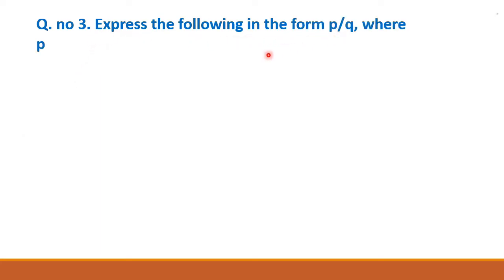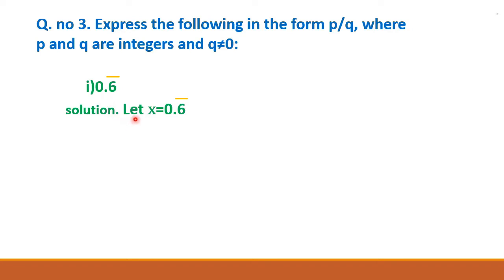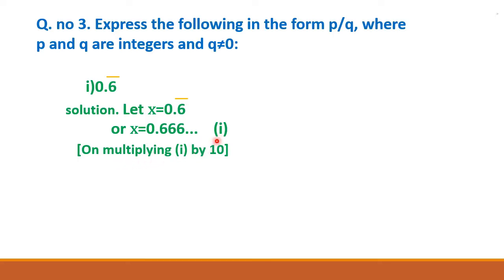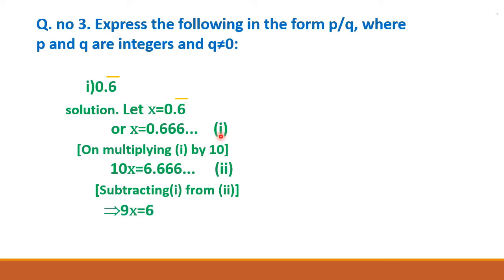Question number 3. Express the following in the form P by Q, where P and Q are integers and Q is not equal to 0. Example 1. 0.6 bar. Solution. Let x is equal to 0.6 bar or x is equal to 0.666 and so on. This is equation 1. On multiplying equation 1 by 10, 10x is equal to 6.66. This is equation 2. Subtracting equation 1 from equation 2 implies 9x is equal to 6. Therefore, x is equal to 2 by 3.